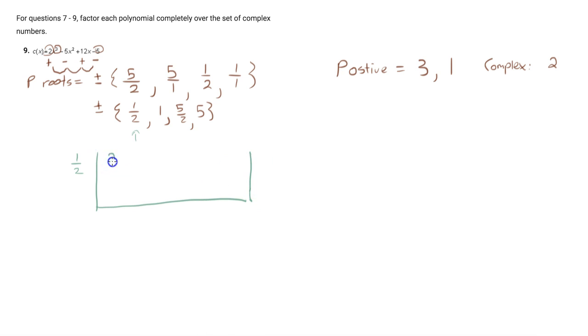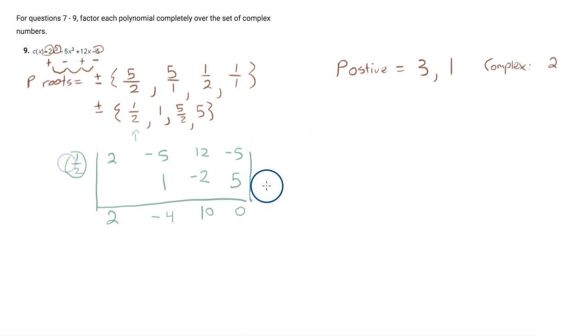So let's put our coefficients 2, -5, 12, -5. And so we'll bring down the 2. We should get 1. Now we get -4. We should get -2. We should get 10. Half of 10 is 5. We get 0 as our remainder. Great. So we just solved for one of our roots.